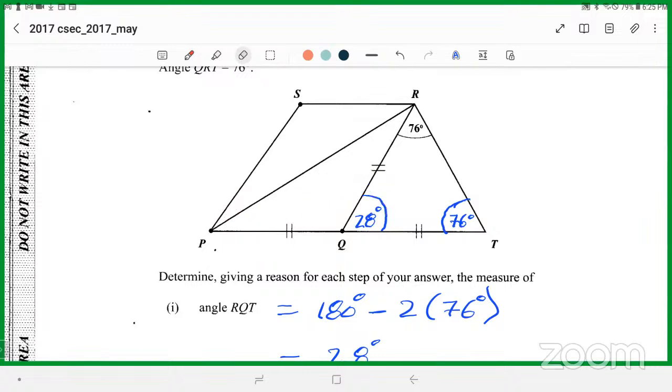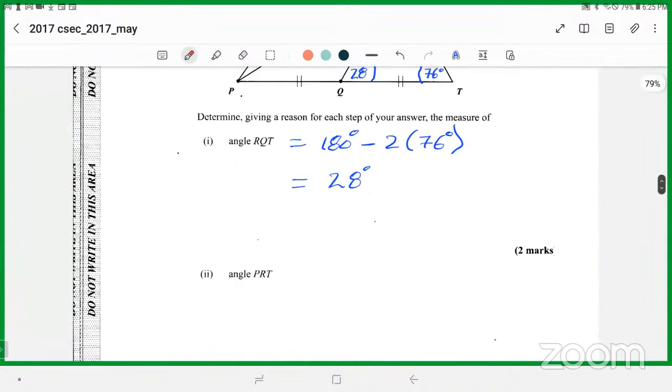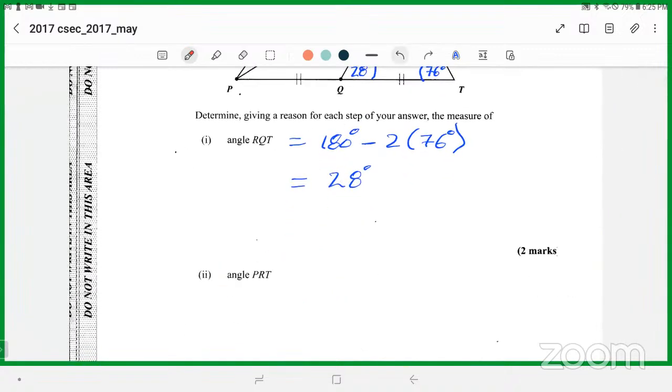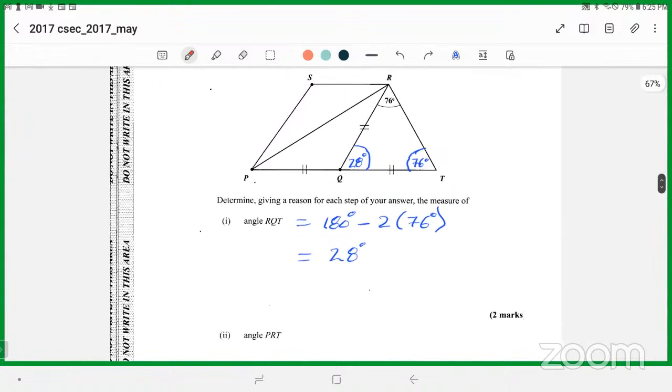But let's see what I want us to do next. The next thing I want us to do is calculate angle PRT. Where's that? Angle PRT. That's going to be 90 degrees. It's going to be 14 plus 76. All right? So I know it's 90 degrees without doing any work.